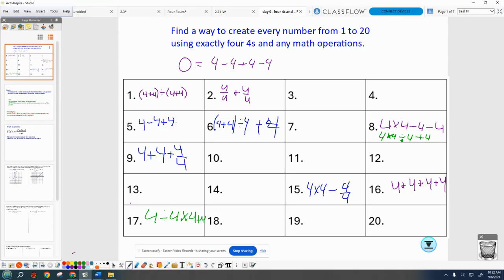So 6. 4 plus 4 is 8, divided by 4 gives us 2, plus 4 is 6. I agree with that one. 4 minus 4 is 0, plus 4 is 4, plus 4 divided by 4. Okay, that used 5 fours though. Good effort. Can you do 4 squared? Squared is a 2. You can do 4 to the 4th, that's not going to help.